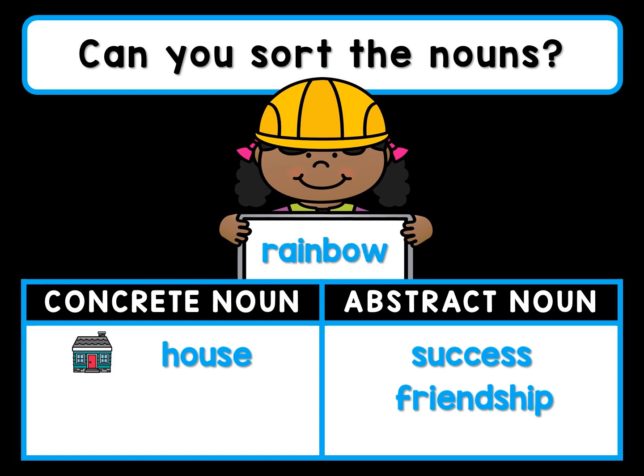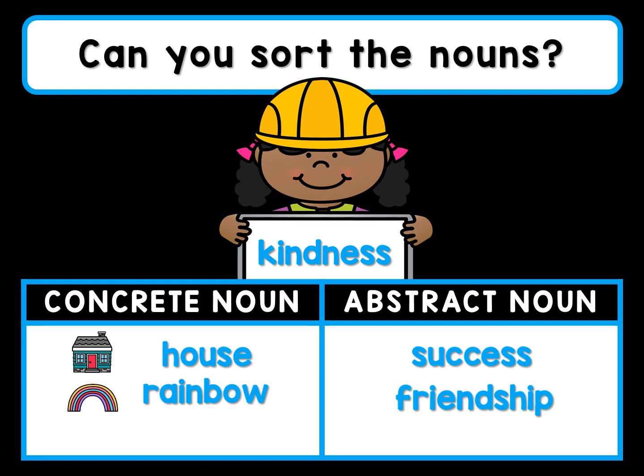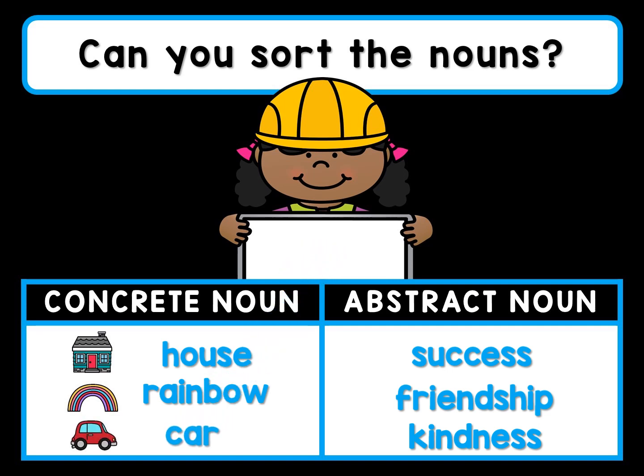Rainbow. Well, I can definitely see a rainbow. So that's a concrete one. Kindness. Once again, you can experience kindness, but I can't use my 5 senses to touch it, taste it, smell it, or hear it. So that has to be an abstract one. Car. Well, I can definitely see it, hear it, touch it. So that's a concrete one.